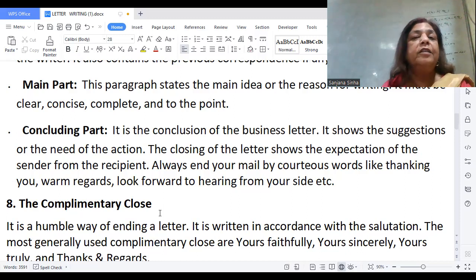courteous words. Courteous means polite words, good words like thank you, thanking you, with warm regards, we look forward to hearing from you, and so on. You must always close your letter in a very confident but very positive note, on a positive note.